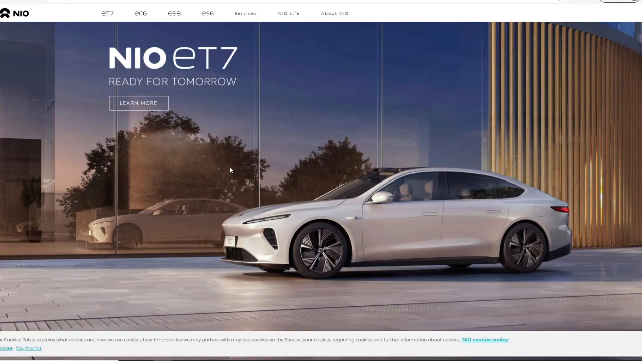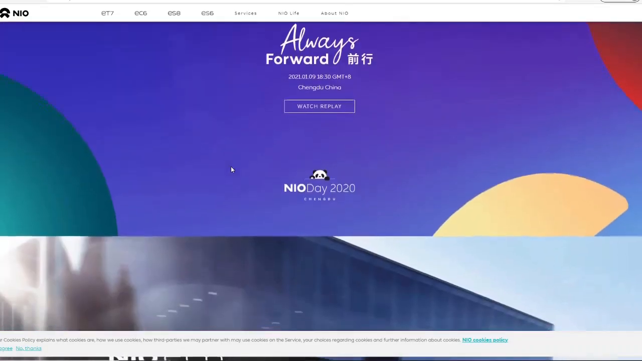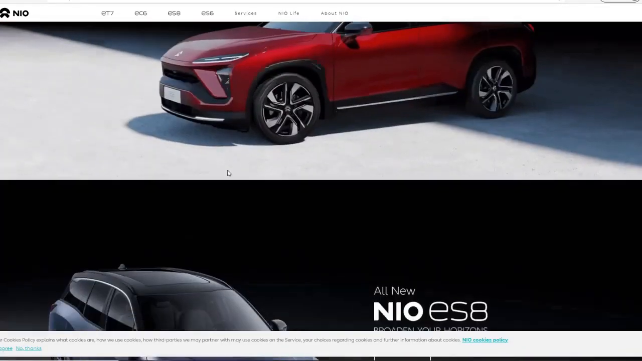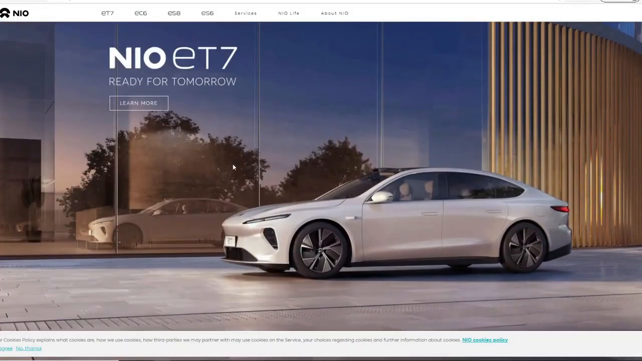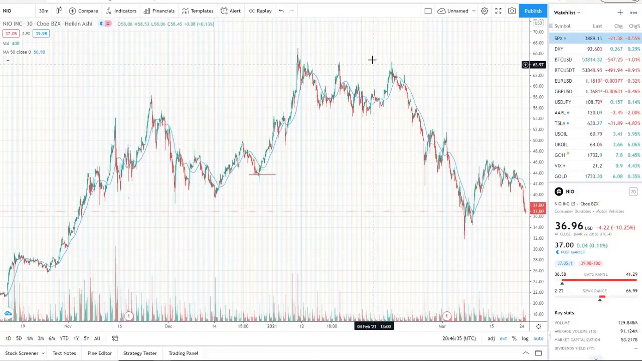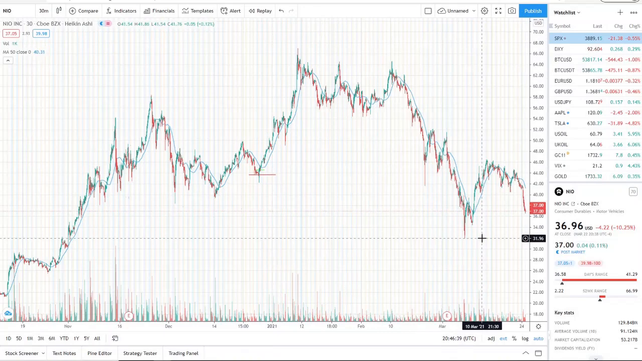So the first thing is I have neo.com pulled up. Definitely go check out the website so you can see more about their product and the opportunity that lies with this company. So let's go ahead and see their chart. And their highest was almost $67 at some point, and their lows recently were 31, and we're sitting at 37.